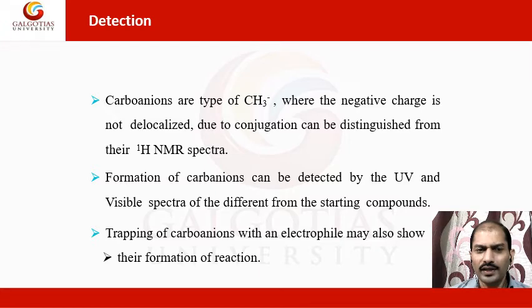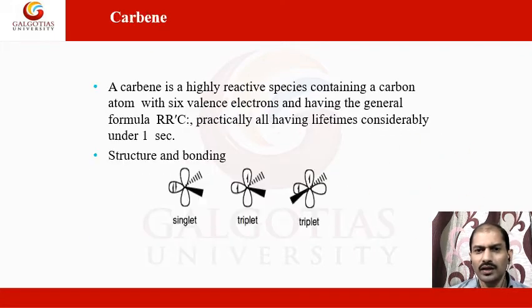So how to detect these carbanions? There are a number of techniques like NMR methods, nuclear magnetic resonance spectroscopy, and ultraviolet-visible spectroscopy. These are some of the important techniques, and visible spectra can also determine the starting compounds. The method of trapping the carbanion with an electrophile is another way to detect carbanions. Now carbene is another topic which is also very important.